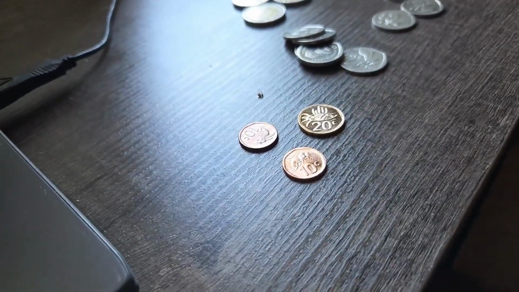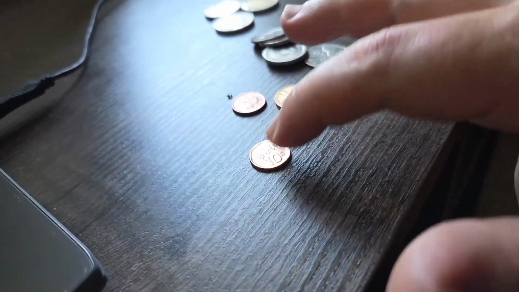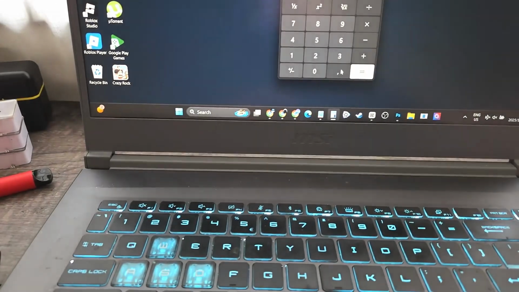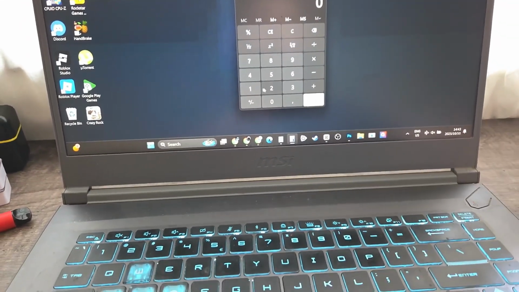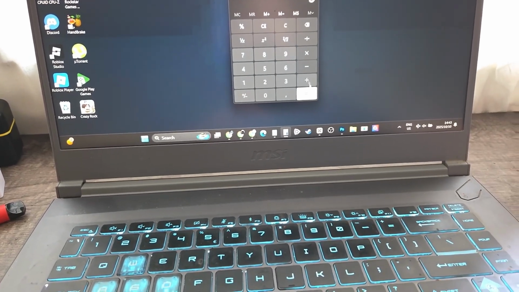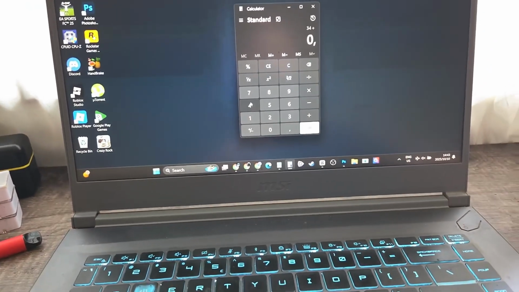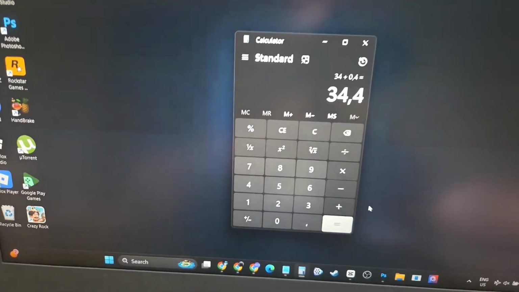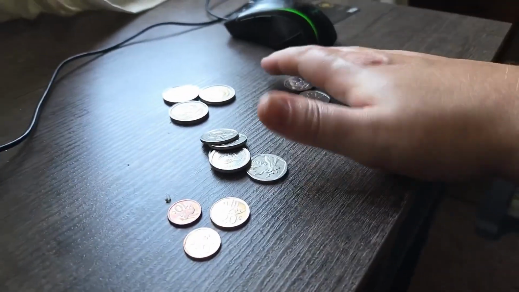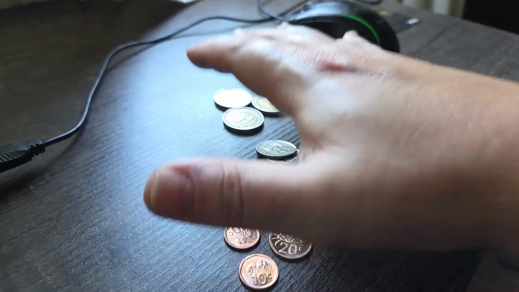Then you just need to count these cents right here: 20, 30, 40. So in this counting session, it's 25 plus 9 plus 0.40. Then we have 34 Rand 40, and that's the basic process you can use to count any amount of coins, but the calculator does help you out if you do get stuck.